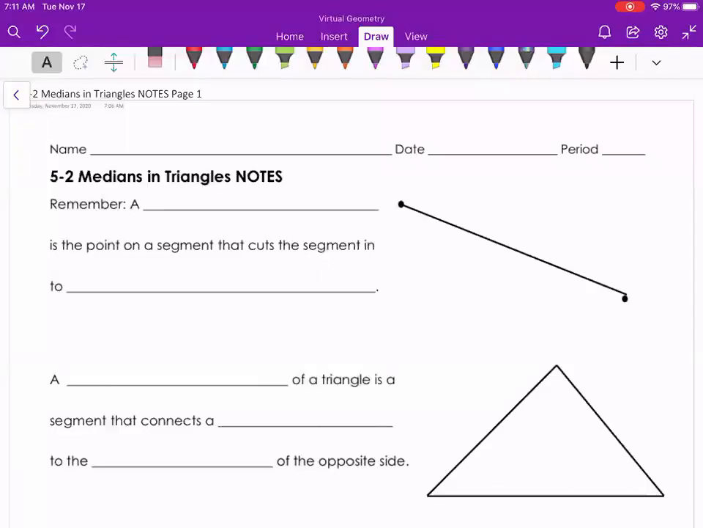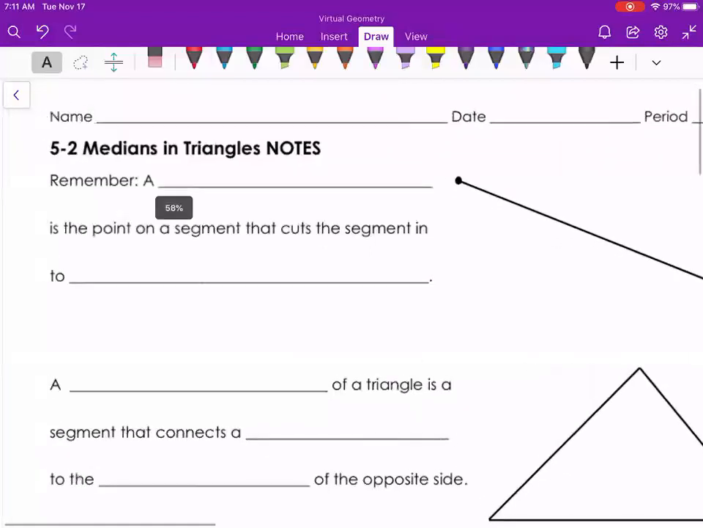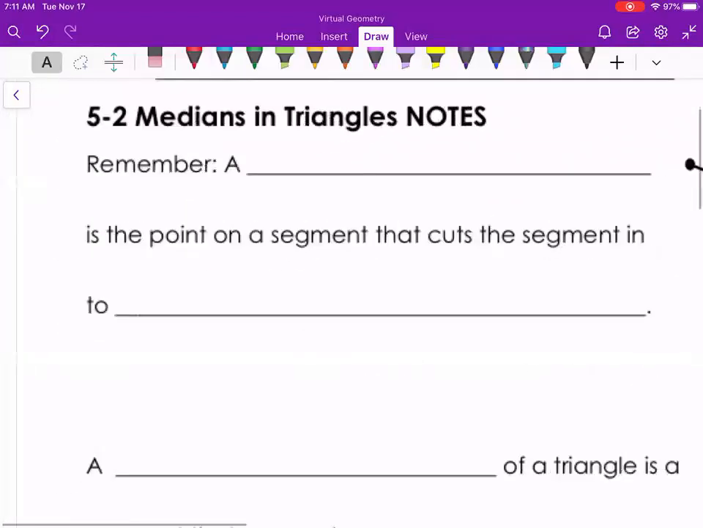All right, hi everyone. We are looking at the next section in chapter 5, the special segments in triangles and special relationships in triangles. We've already looked at angle bisector and perpendicular bisector. So now we're going to look at our next kind of special segment, which is called a median.